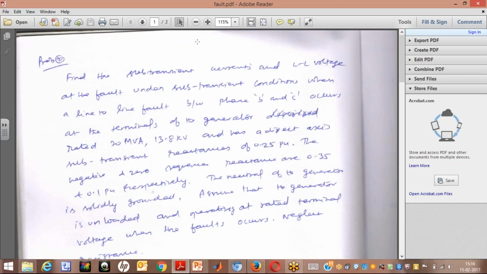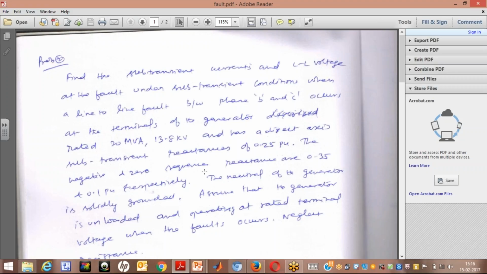The question is, find the subtransient currents and line to line voltage. So you want to find the actual fault current and line to line voltage at the fault under subtransient conditions when a line to line fault between B phase and C phase occurs at the terminal of the generator rated 20 MVA, 13.8 kilovolt, and has a direct axis subtransient reactance. It is nothing but the positive sequence reactance of 0.25.